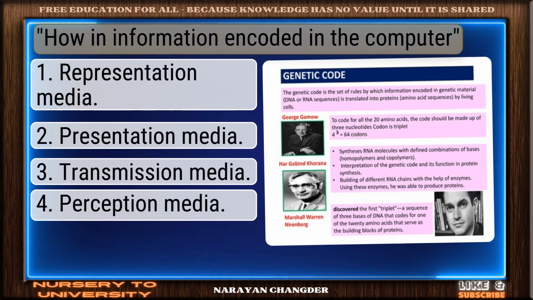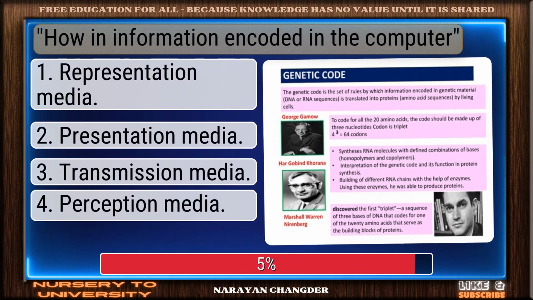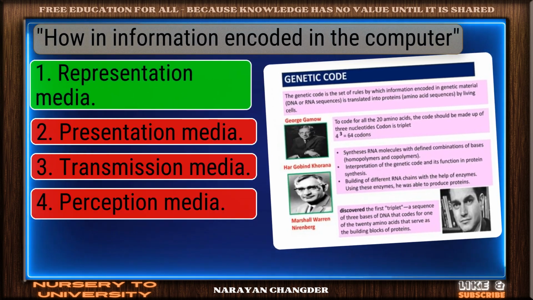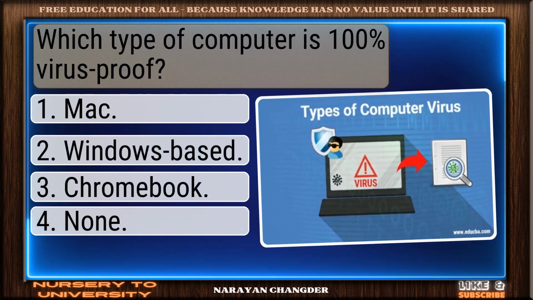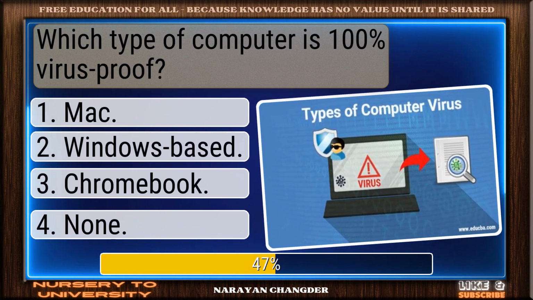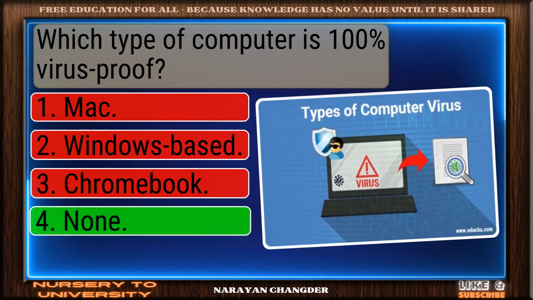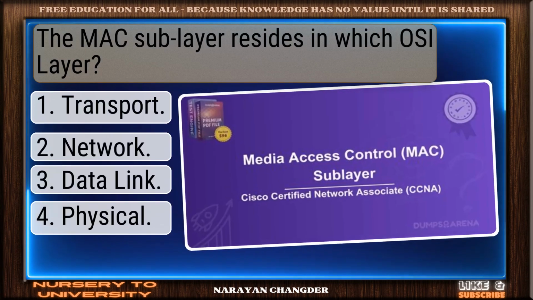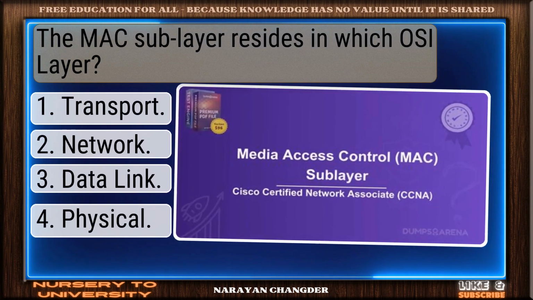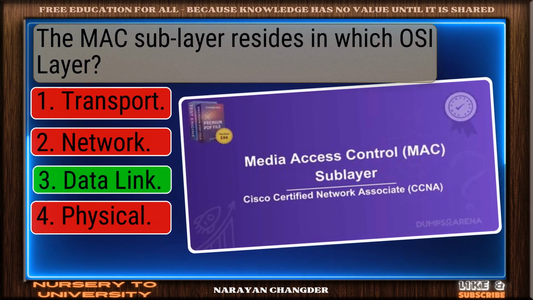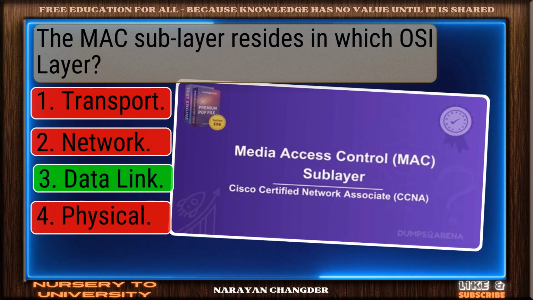How is information encoded in the computer? You chose representation media, correct. Which type of computer is 100% virus-proof? You're right. None is correct. The MAC sublayer resides in which OSI layer? Right choice. Data link is best.